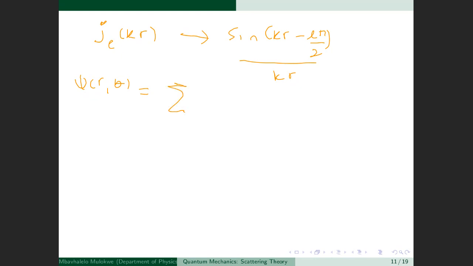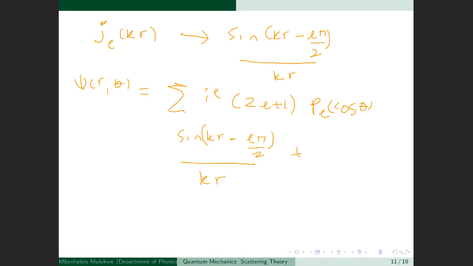So this just gives you i^L (2L plus 1) P_L of cos theta. And then the spherical Bessel function, you replace it by sin(kr minus L pi over 2) divided by kr. But there's still that other part, e^(ikr) over r times f of theta. And then you do what I've been doing. You write the sine in terms of the exponential, e^(iz) minus e^(-iz). Right? So this will give you a vector e to the i.